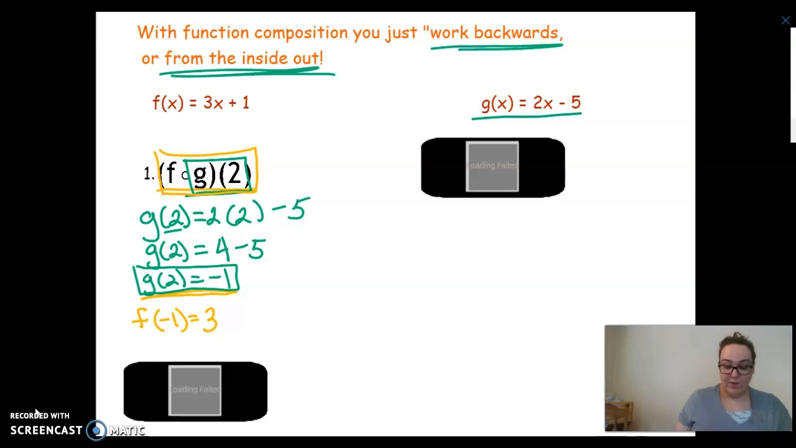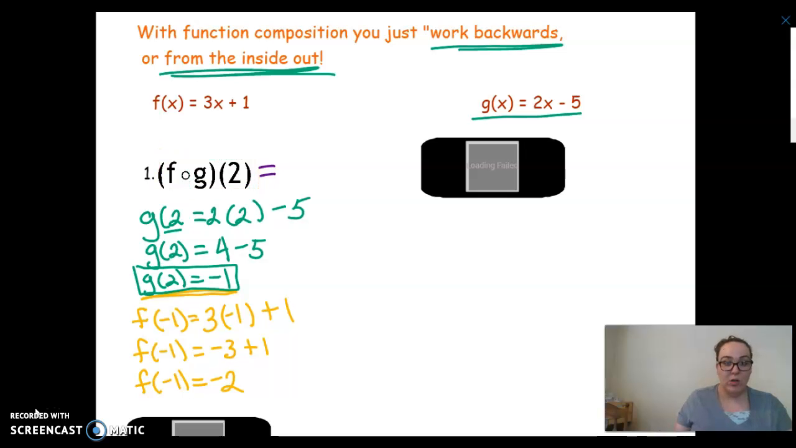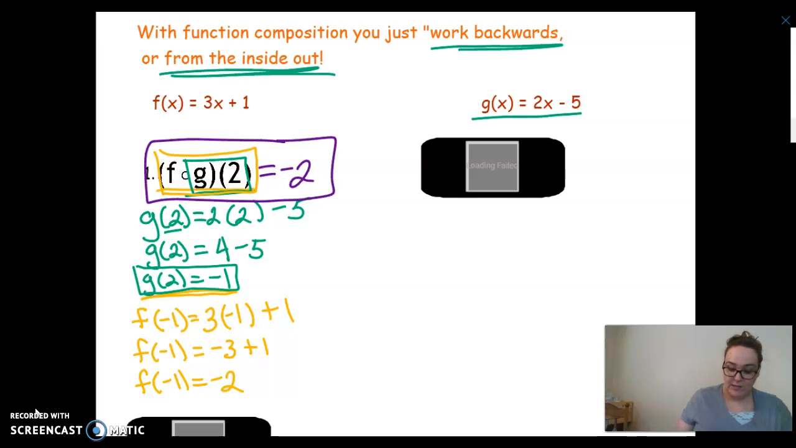I'm going to make sure I put it in the right function. 3 times x plus 1. Okay, and I have a negative 1 that's going in there. I'm going to move this down here. All right, so f of negative 1 is negative 3 plus 1. So f of negative 1 is negative 2. So what does that mean? It means right here, the beginning question where it said, what is f of g of 2? f of g of 2 is negative 2, because that's what I got at the very end.